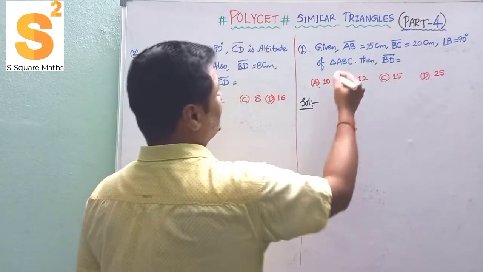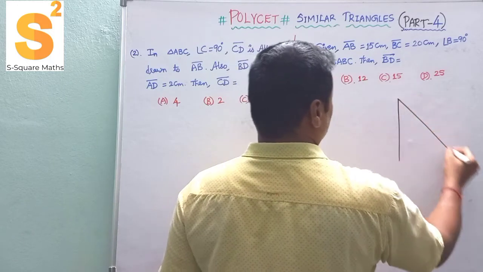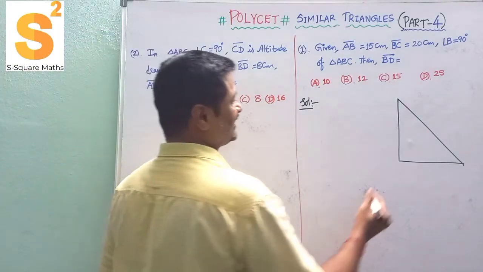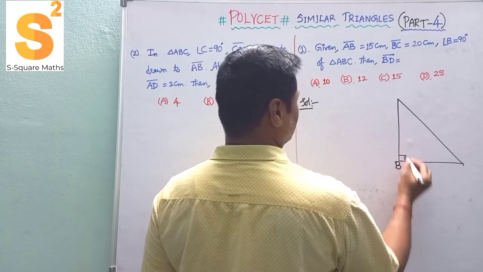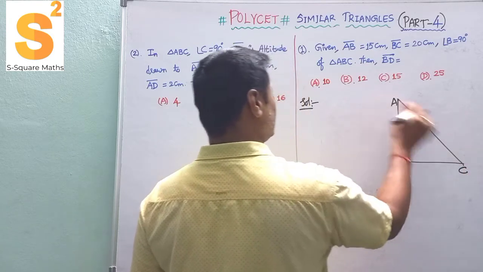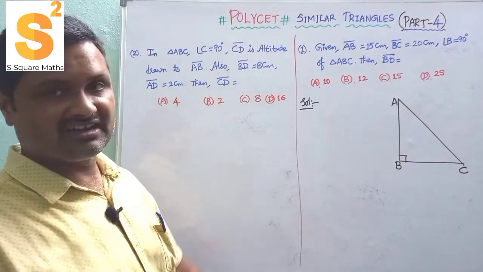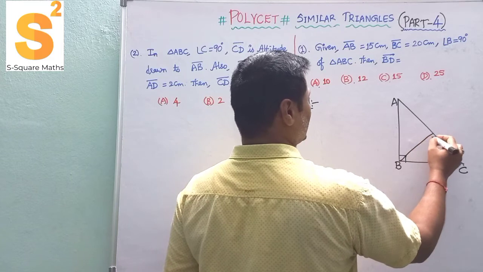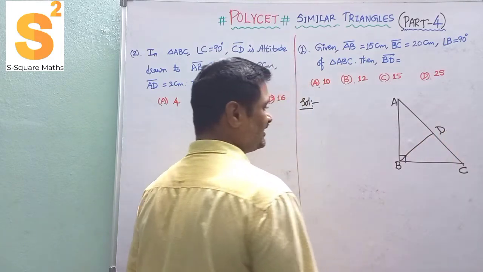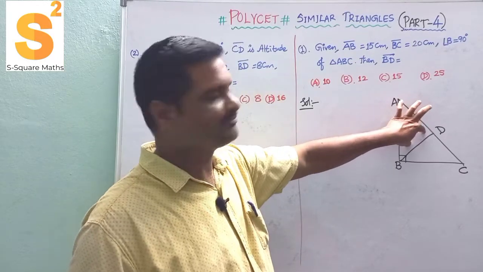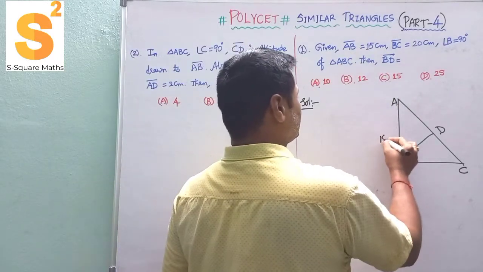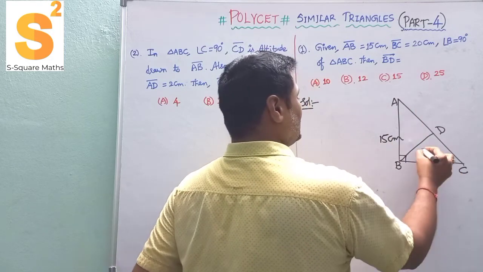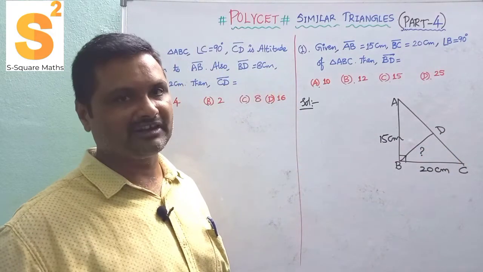Now, given triangle ABC, let us draw the triangle here. AB is given as 15 and angle B is 90 degrees, with hypotenuse AC. We have to determine BD, the length of the perpendicular from the vertex B onto the hypotenuse AC. Given that AB is 15 centimeters and BC is 20 centimeters, we have to find BD.